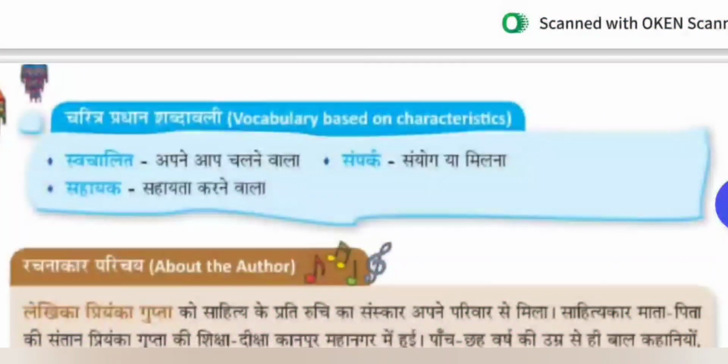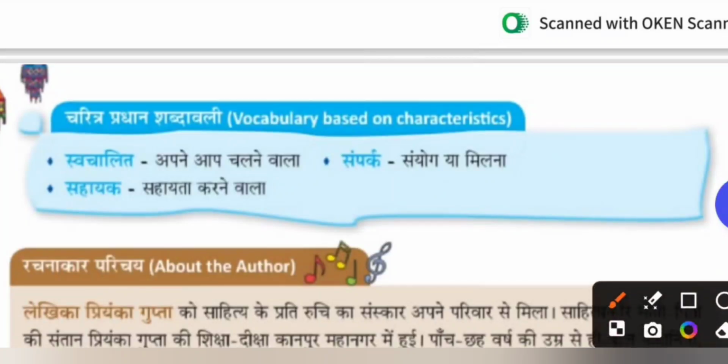Vocabulary based characteristics here. स्वचालित is अपने आप चलने, which goes on its own. Okay, you don't have to push it. It will go automatically using the electricity. संपर्क is contact. सहयोग या मिलना. सहायक is the person who helps. So सहायता करने वाला, the person who helps.